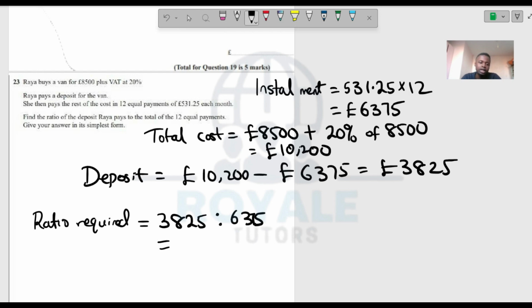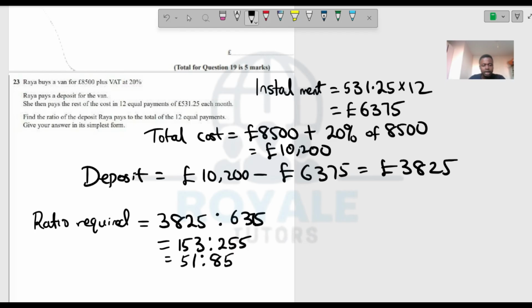So we advise that we divide by 25, we are trying to put it in simplest form. If you divide this by 25, you should have 153. And then if you divide the second one, 6,375, by 25, you can use your calculator, it gives us 255. So let's see what number can divide 153 and at the same time divide 255. I would say we should use 3. Yeah, I think 3 can divide it. If you divide this by 3, you have 51. If you divide this by 3, you have 85.